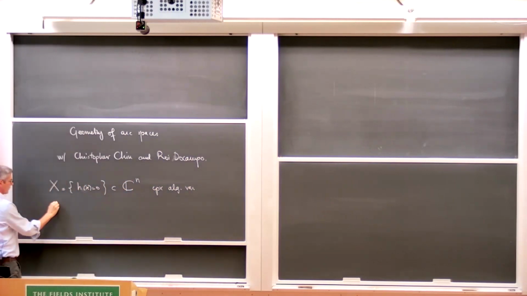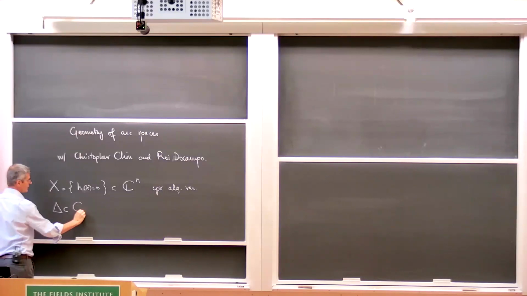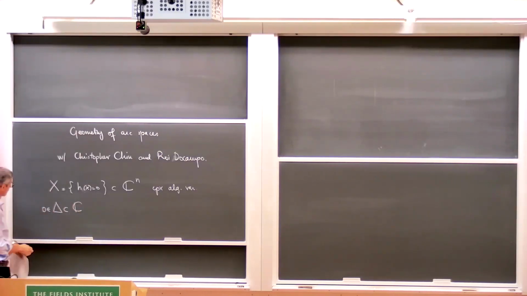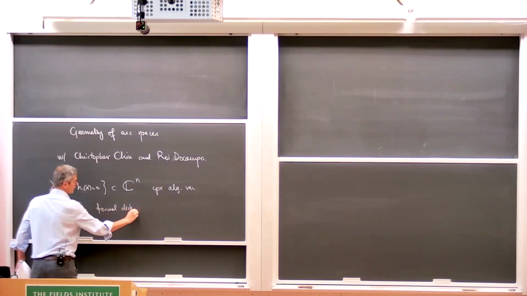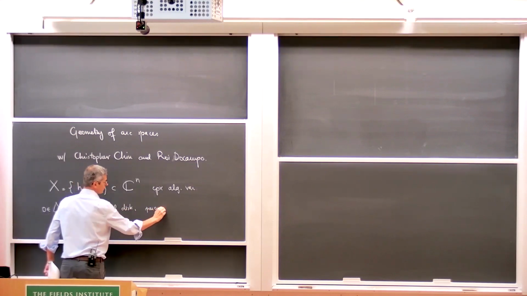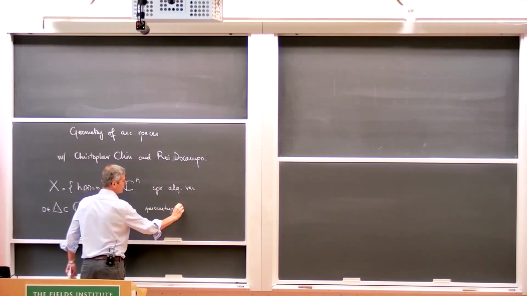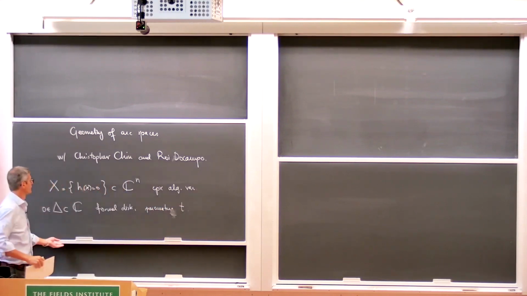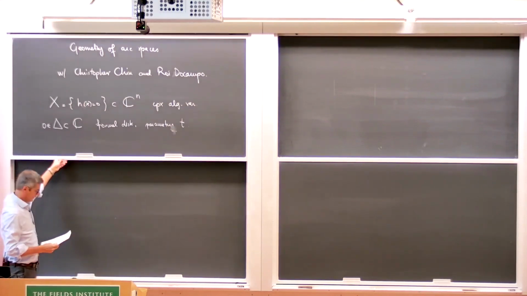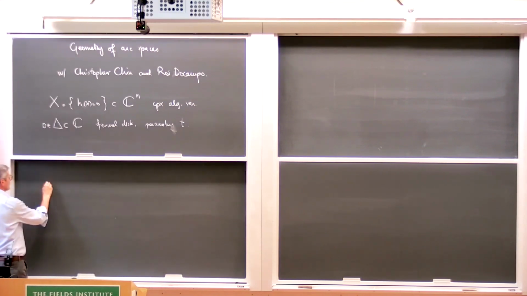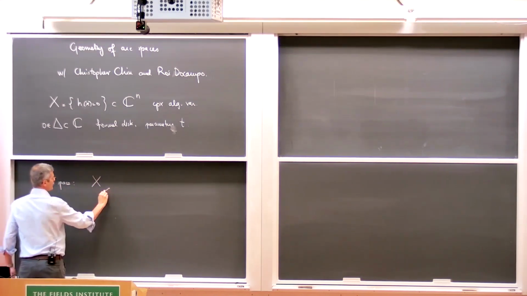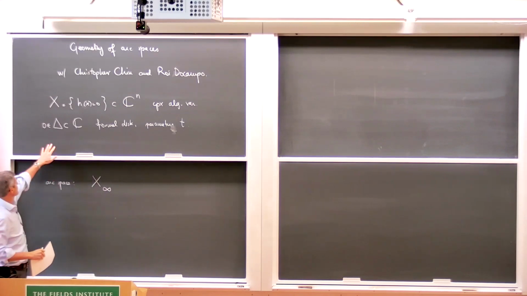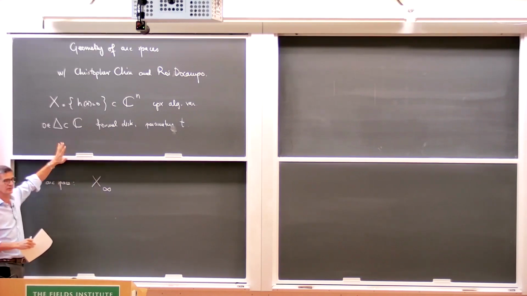And I will denote by Delta inside C a formal disk, and you think about the parameter of the disk to be denoted by T. And so what is the arc space of X? The arc space is a space denoted by X infinity, which parameterizes arcs on the variety, which are just regular maps from the disk to the variety.